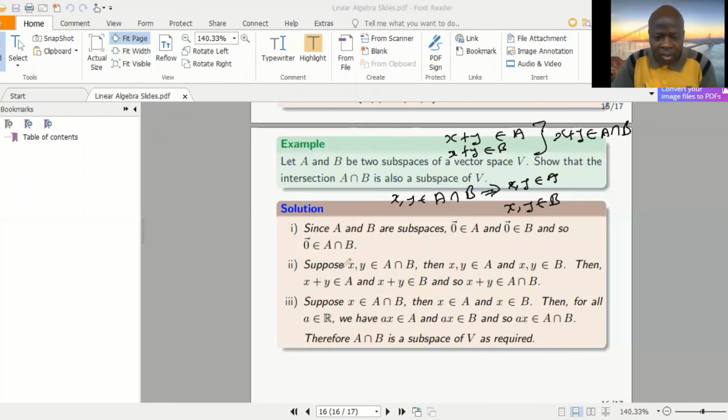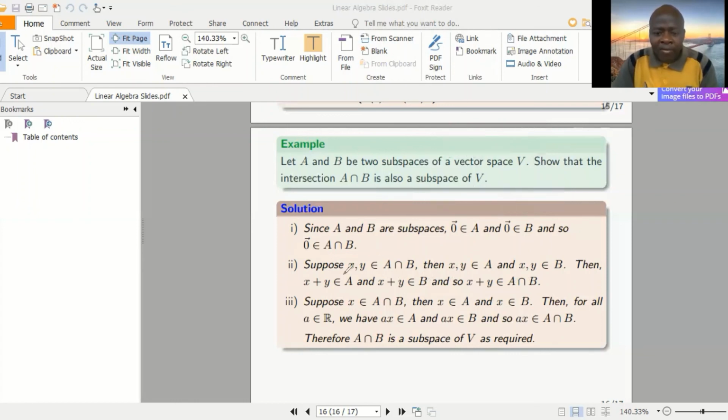That's what I did here. So I said, suppose x and y are in the intersection. Then x and y are in A, and x and y are in B. Since A is a subspace, it must contain the sum of these two vectors. And since B is also a subspace, it must contain the sum of these two vectors. And so the sum of these two vectors is common to the two sets A and B, and therefore is in the intersection. We've shown the second property.